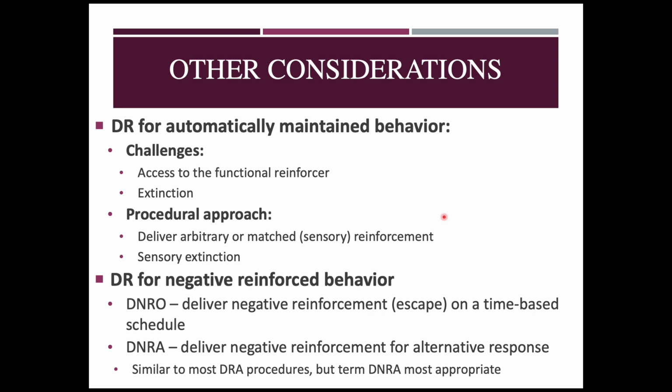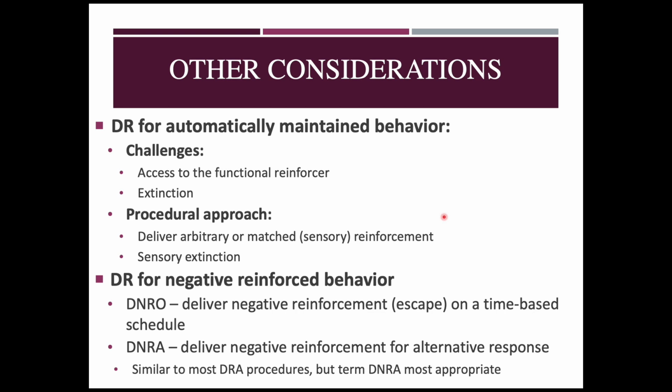Some other considerations that are discussed in the Vollmer article include differential reinforcement for automatically maintained behavior. Again, we have that challenge of gaining access to the functional reinforcer. If it's automatic, we don't have access to the reinforcer, so it's hard to implement extinction. Obviously, we could do some form of sensory extinction, or we may utilize an approach where we're delivering the arbitrary reinforcer, right?